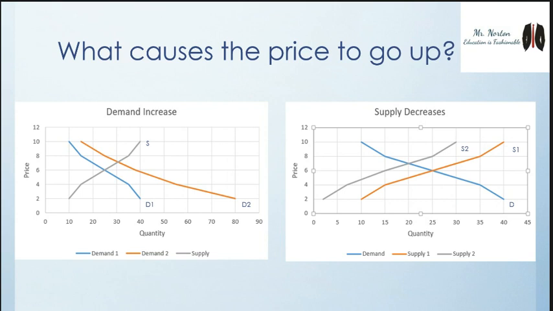Now we've got another one here. What's going to cause price to go up? Well, let's take a look at it. In the graph on the left, we can see that demand has increased, and we have a market equilibrium price that started out at 6, and now it's climbed to approximately $7.50.